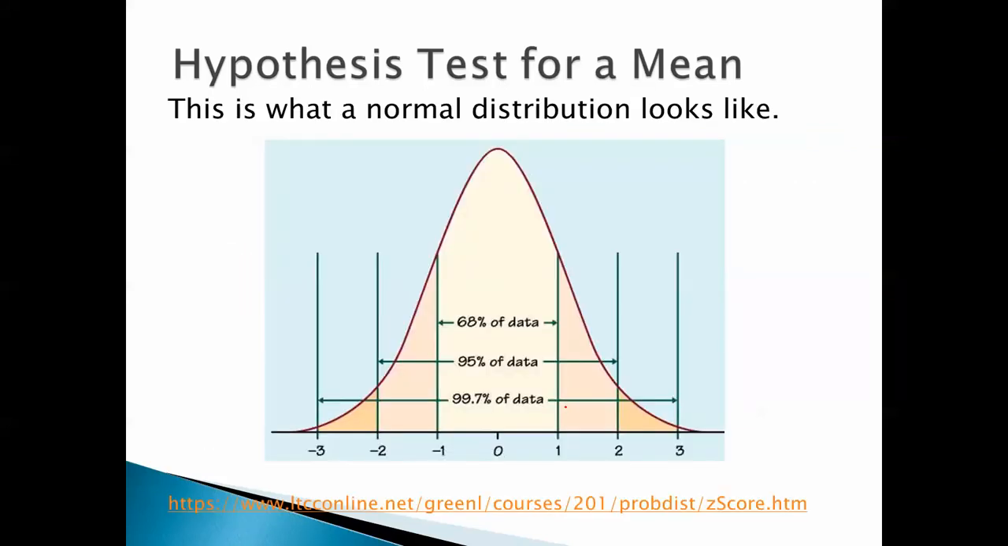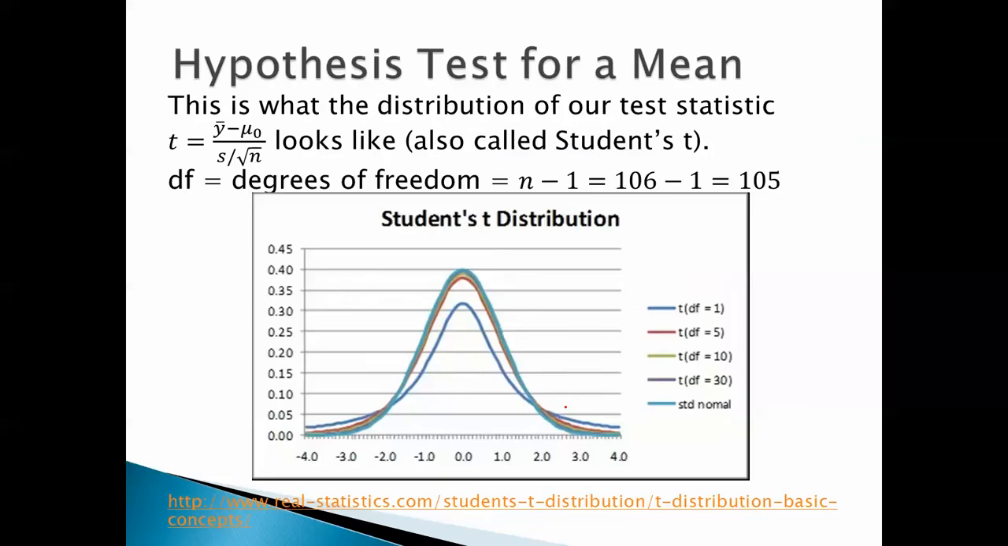This is what a normal distribution looks like. We've seen this before. This is what the distribution of our test statistic t equals y bar minus mu sub 0 over s over square root n looks like. It's also called student's t. The man who developed it was named Student.